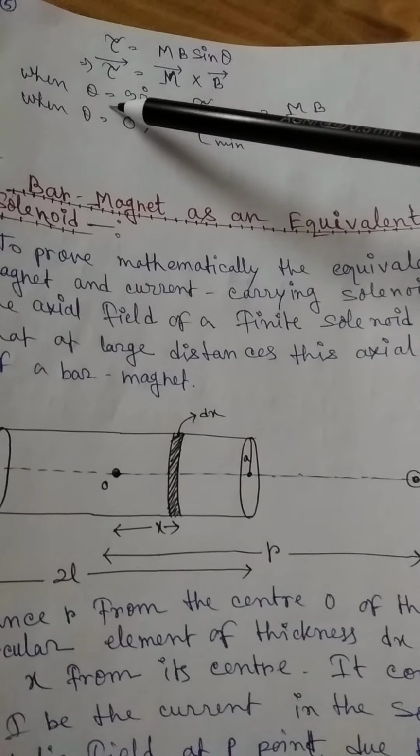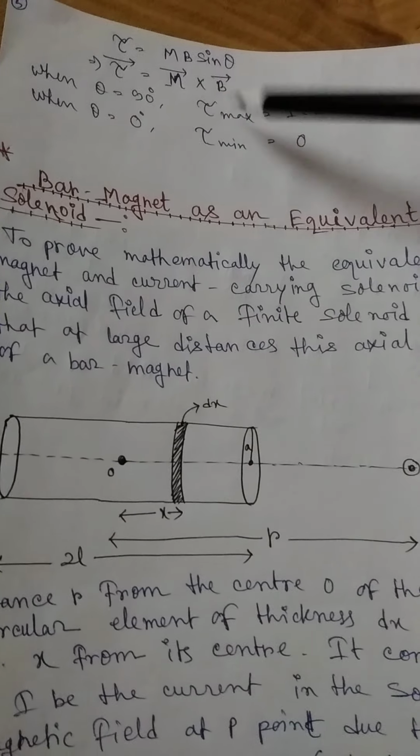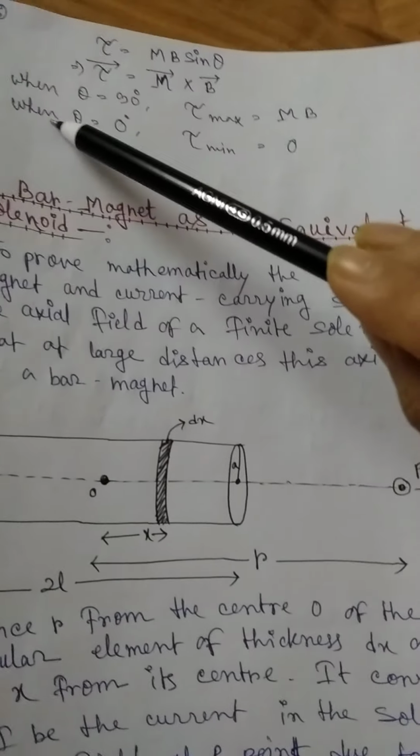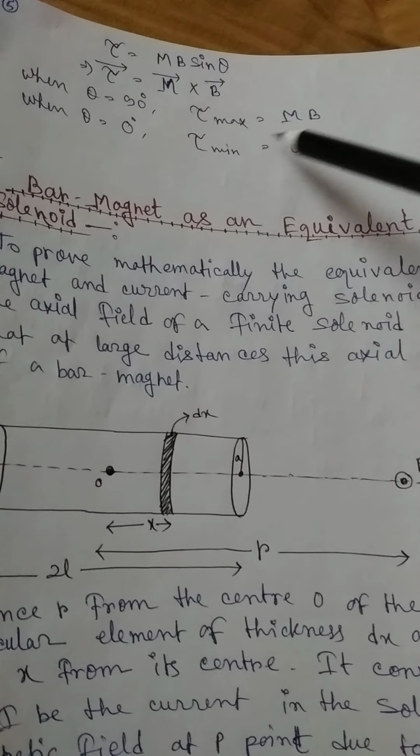If we represent it in vector form, then tau equals M cross B. Okay, not B cross M, M cross B. When theta equals 90 degrees, then tau is maximum, which is MB.